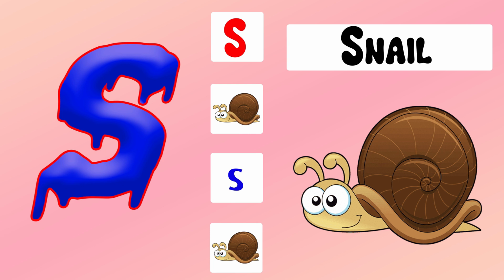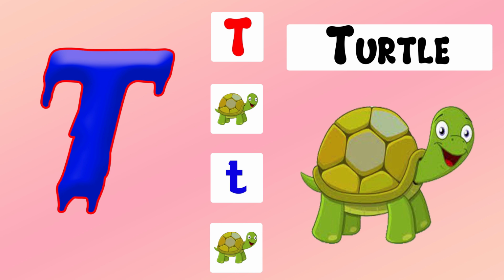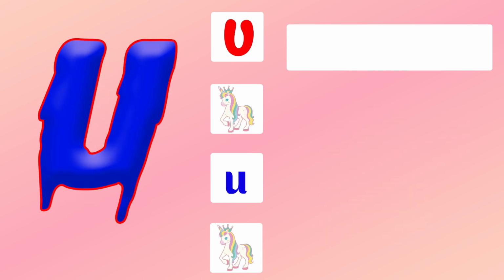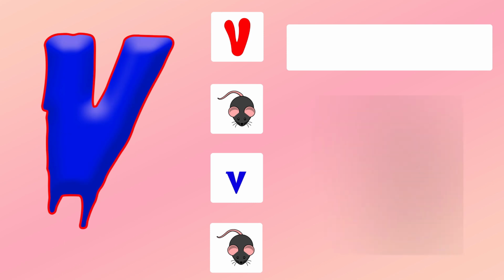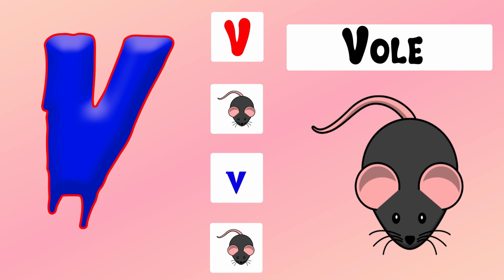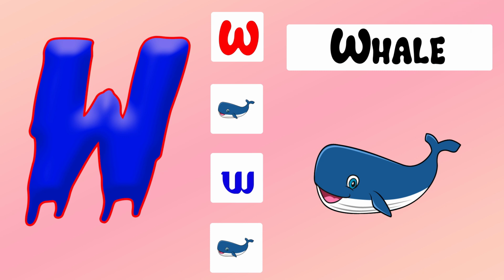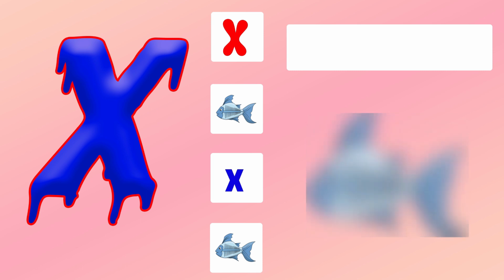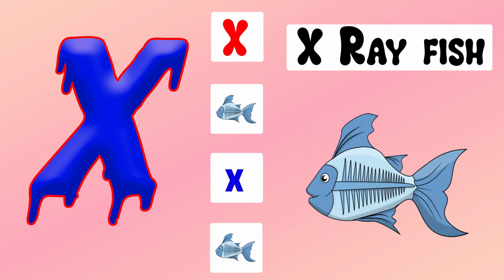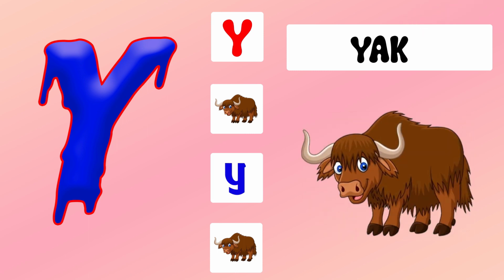S for snail. T. T for turtle. U. U for unicorn. V. W for whale. X. X for extra fish. Y. Y for yawn.